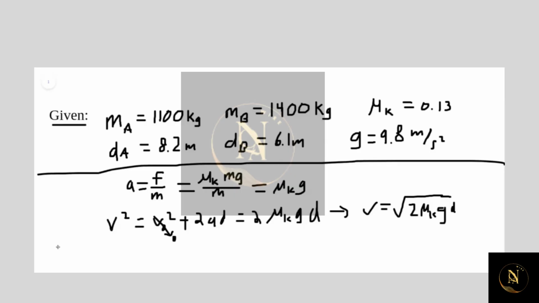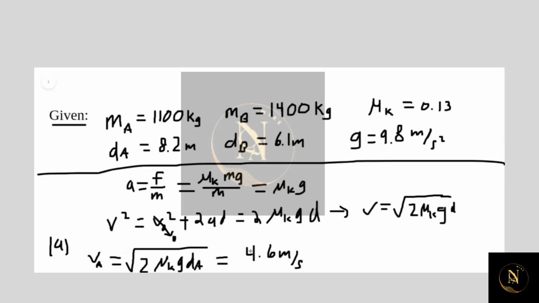Okay, so for part A, the velocity V of A has to be equal to the square root of 2, and then in our case, we'll use mu K of 0.13. Gravity is the same in both cases. And then in this case, we have D sub A, which is 8.2 meters. Plug those values into this relationship, and this comes out to be 4.6 meters per second. So we can box that in as our solution to part A.